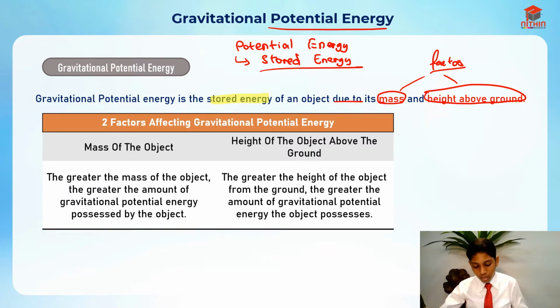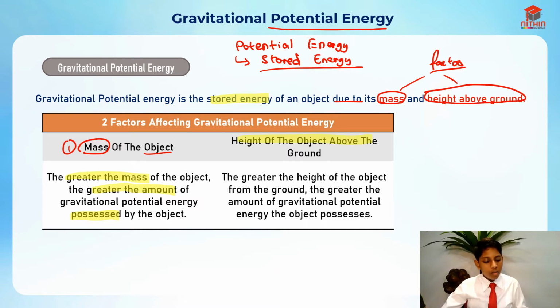First, we have the mass of the object. So what is the relationship? The greater the mass of the object, the greater the amount of gravitational potential energy possessed by the object. Possessed is actually a keyword that you need to use when you're talking about an object having energy in it. So when you have a greater mass, there's a greater amount of GPE possessed by the object.